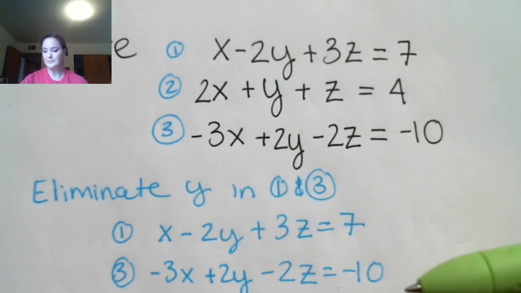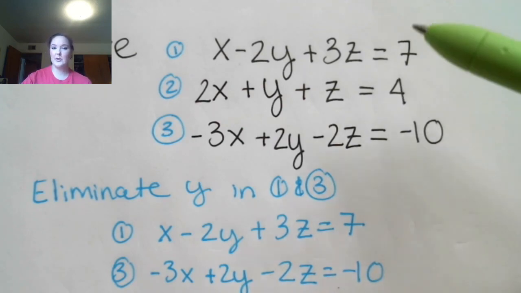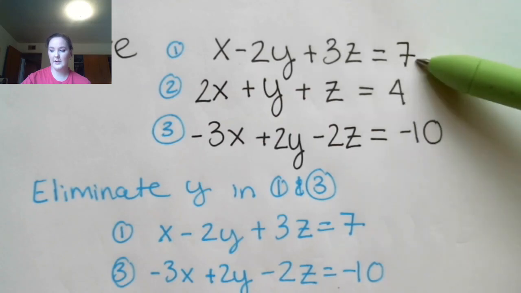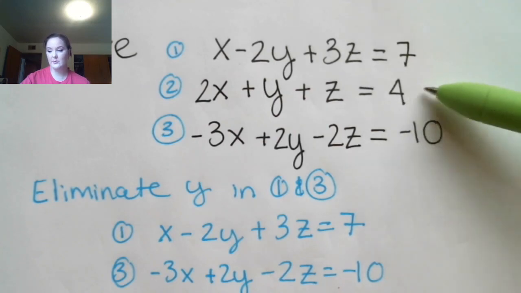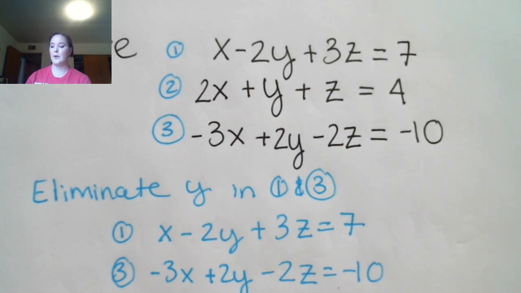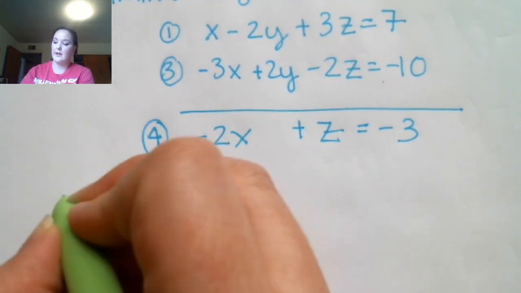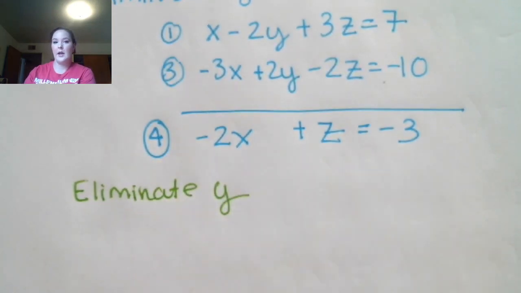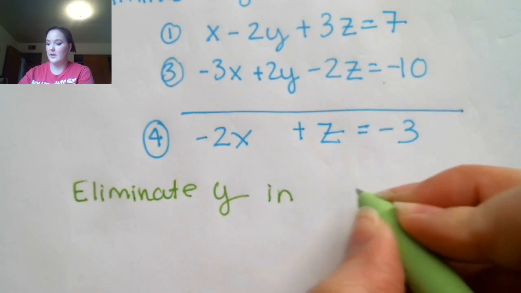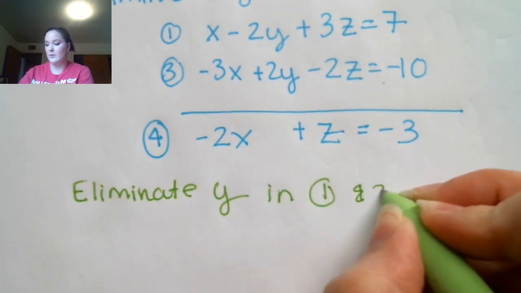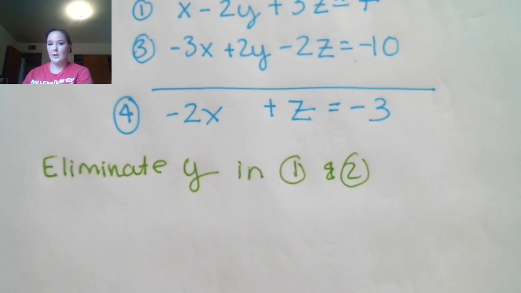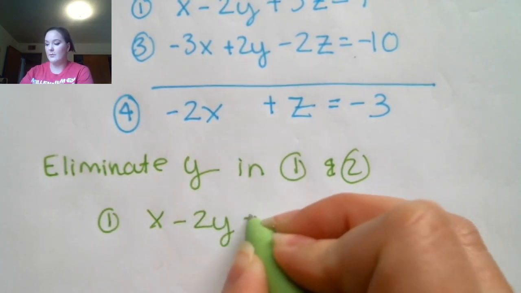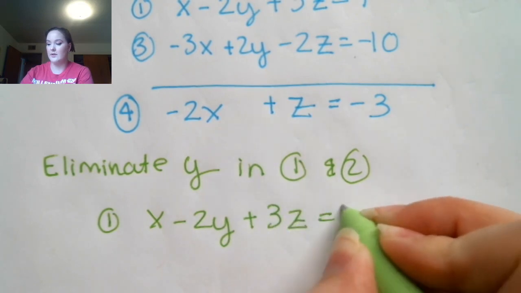Okay, so since I've already done 1 and 3, I can do 1 and 2 or 2 and 3. Okay, this is going to be really similar because either way I'm going to have to multiply this equation by either 2 to eliminate here or negative 2 to eliminate here. Okay, so I'll just pick 1 and 2. So again, I have to eliminate y, and I'm going to do that in equations 1 and 2. Okay, so I'm just going to copy my first equation. So that's x minus 2y plus 3z equals 7.